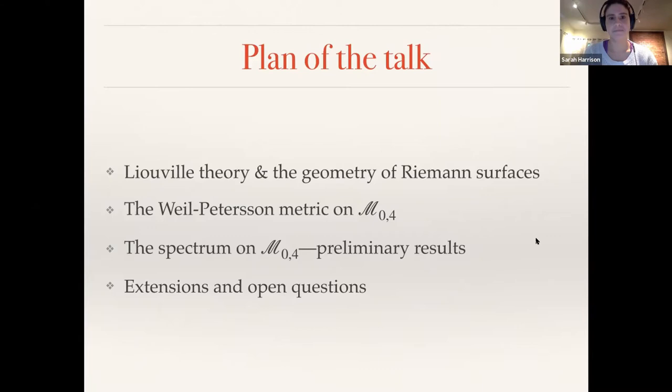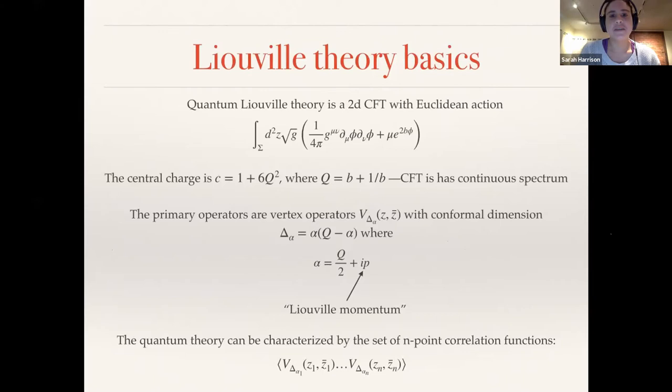Because our technique is going to be coming from two-dimensional CFT and Liouville theory, I'll just start with a review of Liouville theory. It's a 2D quantum field theory which has the following action of a single scalar field with this exponential potential. It's actually a conformal field theory where the central charge is commonly parameterized by a variable Q, such that you can write it as 1 plus 6Q squared, where Q is b, the b appearing in the exponential, plus 1 over b. And this conformal field theory has a continuous spectrum.